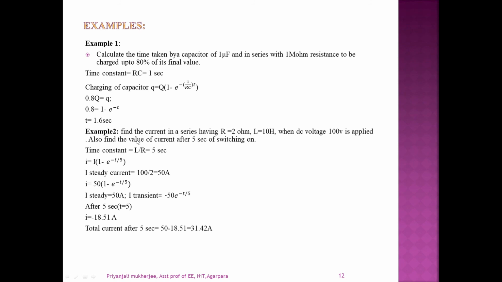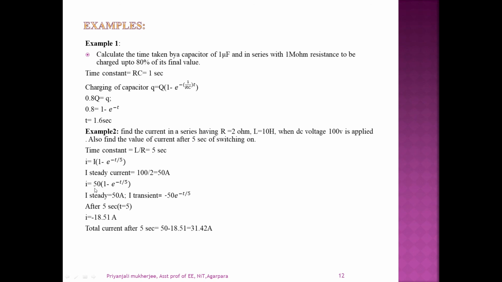And in another example, consider finding the current in a series circuit having R equal to 2 ohm and L equal to 10 Henry. When a DC voltage of 100 volt is applied, we need to find the current after 5 seconds of switching on. Now, for the RL series circuit, the time constant is L by R, so it becomes 5 seconds, and the equation is i equal to I into 1 minus e to the power minus t divided by 5, where I is the steady state current. Steady state current means V divided by R. V is given as 100 volt and R is 2 ohm, so V by R equal to 50 ampere.